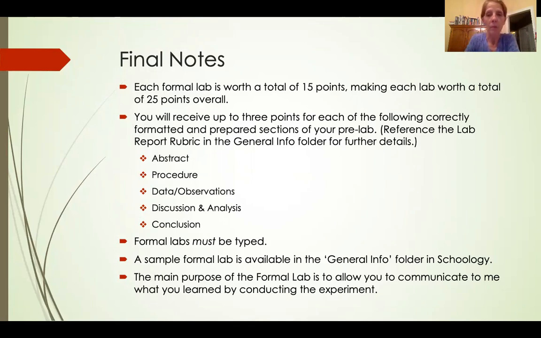Again, all formal labs must be typed. If you need a sample, there's a sample formal lab available in the general info folder in Schoology. And finally, the main purpose of the formal lab is to allow you to communicate to me what you learned by doing the experiment. If you remember back to the pre-lab, I told you that's primarily for you, to prepare you to be able to do the lab well. The formal lab is for me. This is where you get to tell me what you learned. So this is what I will be expecting to see in your formal labs.